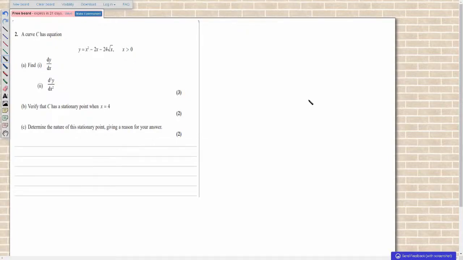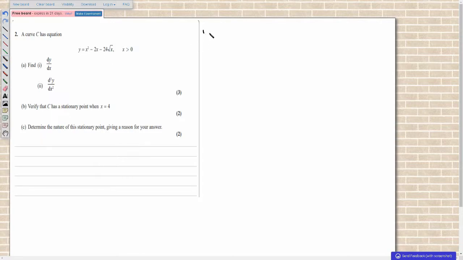So this is question 2. For this one, we're looking at just derivatives and a bit of calculus. We've got the curve C here: y equals x squared minus 2x minus 24 times root x. Part I, find dy by dx. Part A, find the second derivative. Part B wants us to verify a stationary point, and C wants us to determine the nature of this stationary point. So let's do this.